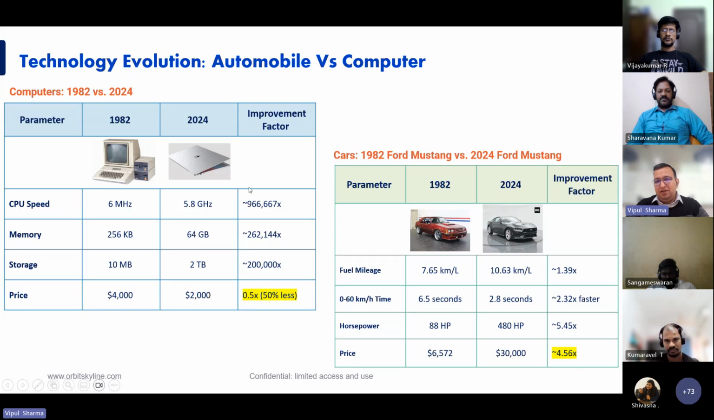So just compare these two technologies. The automobile industry has made some improvement, but it is very meager compared to what we have seen in electronics. And the price is not decreasing; it is increasing. But just imagine all the improvement which we have seen in electronics, and all these benefits we are getting at half the price of what we used to pay around 4 decades ago. Okay, so this is the kind of evolution which we have seen in electronics, and I need not mention again that the major role behind it is played by semiconductors.